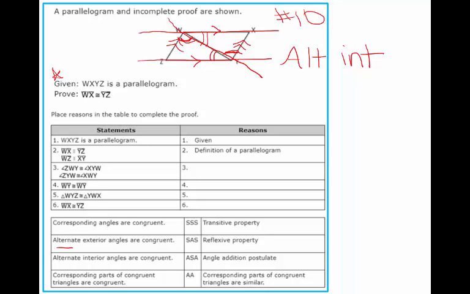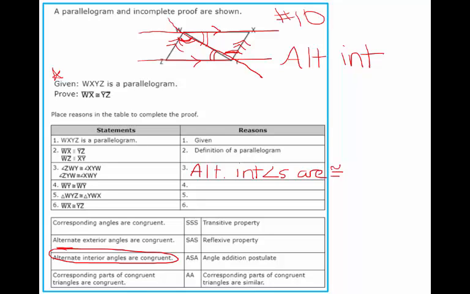Make sure you read it closely. I almost circled the one before it, and that's alternate exterior. So there's a lot of answers that are very close, so you do want to make sure you read through them carefully. Alternate interior angles are congruent.